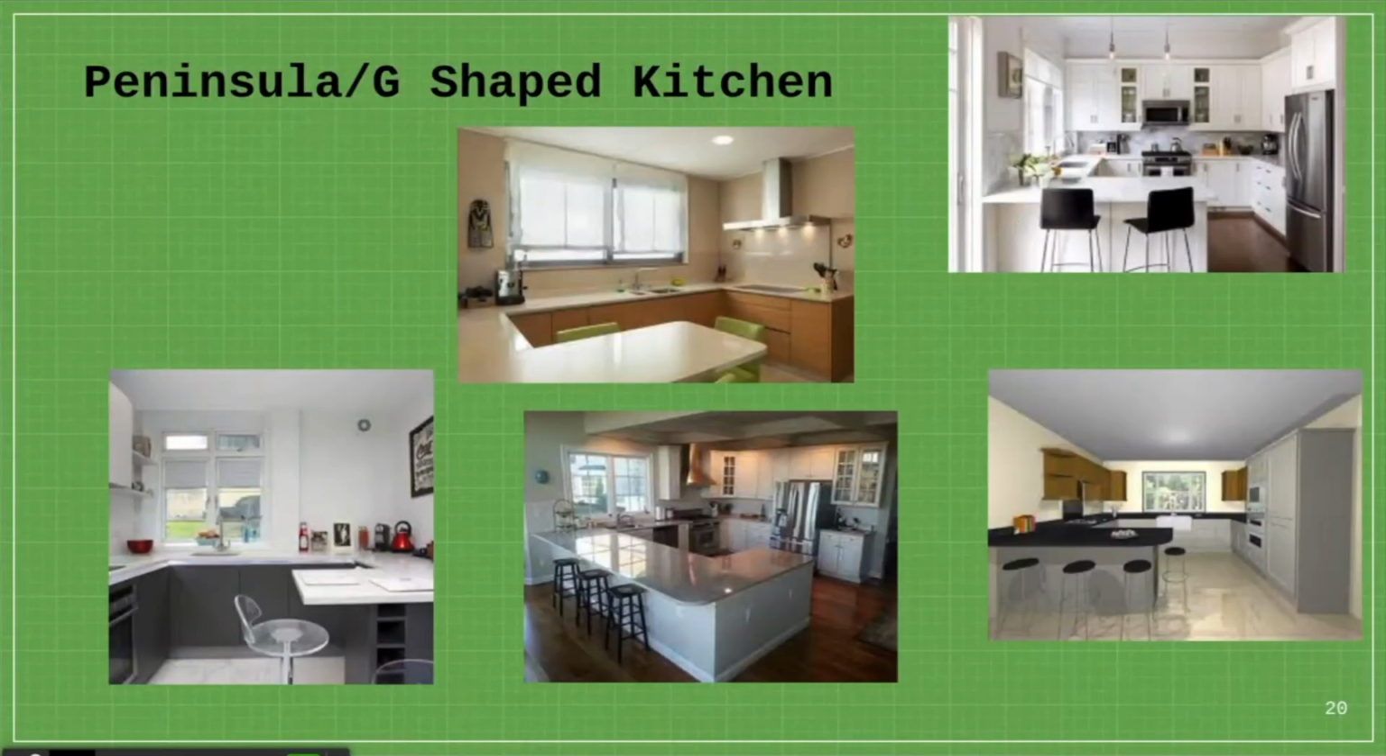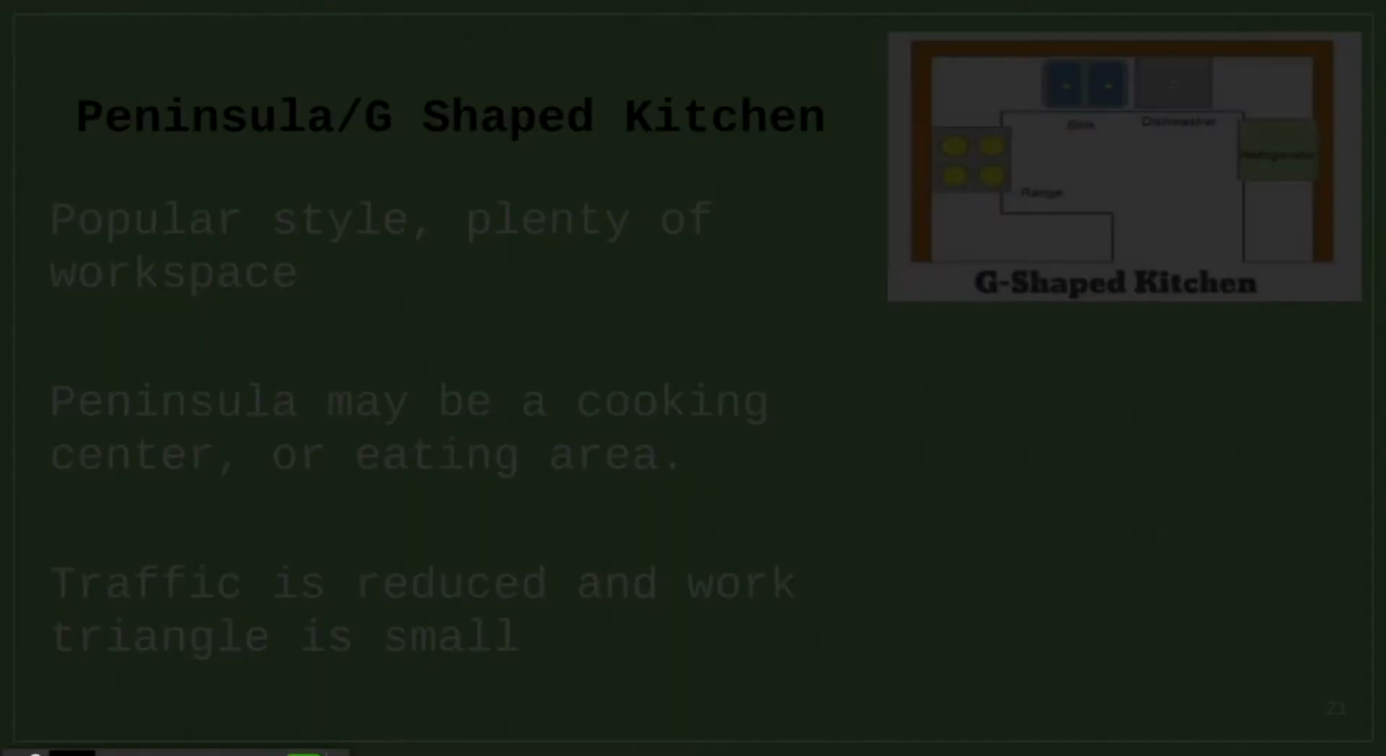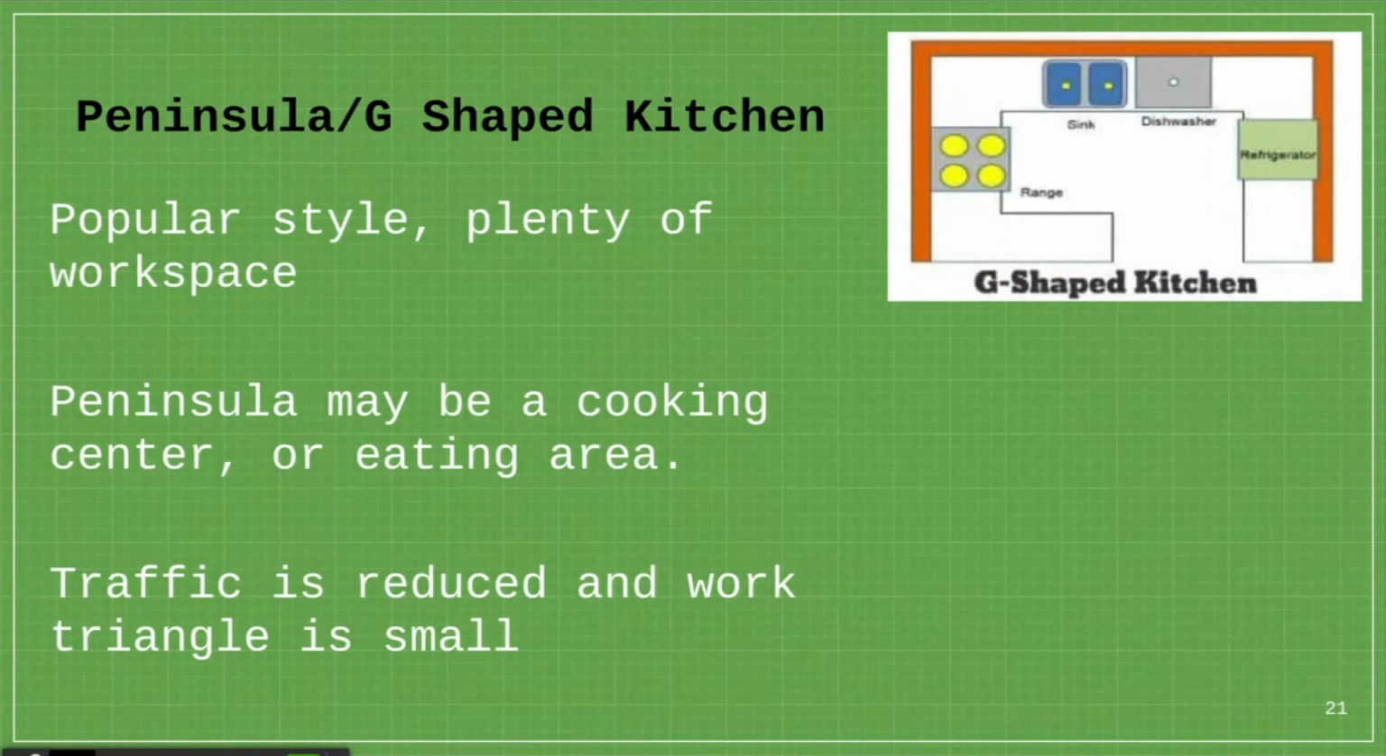So a peninsula or a G-shaped kitchen. So these are really popular, lots of workspace. The peninsula can be a cooking center or an eat-in kitchen bar top area. Traffic is reduced and the work triangle is typically small.